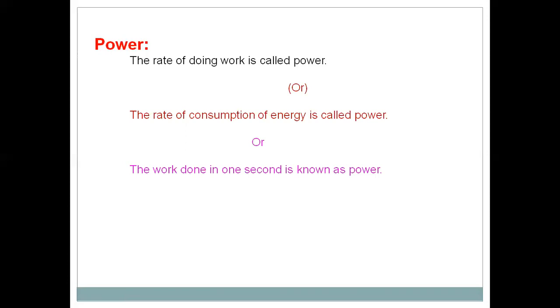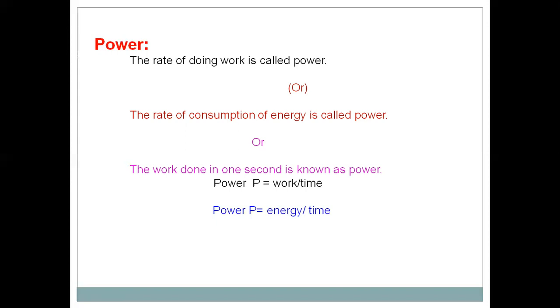So the second person can do more work in the same time, so his power is more. So power represents the speed of doing work. Power represents the speed of doing work. So the power can be written as work by time, or maybe energy by time.